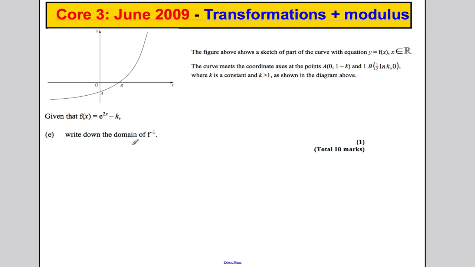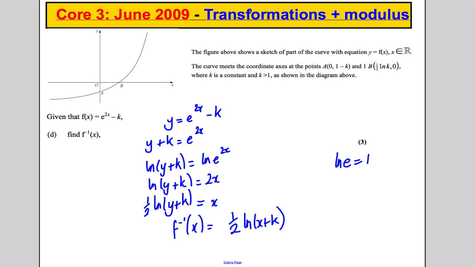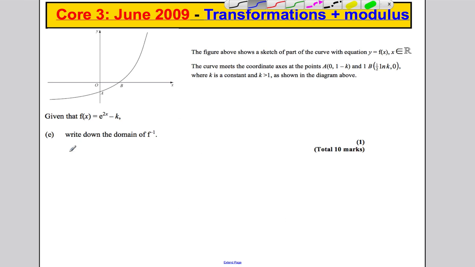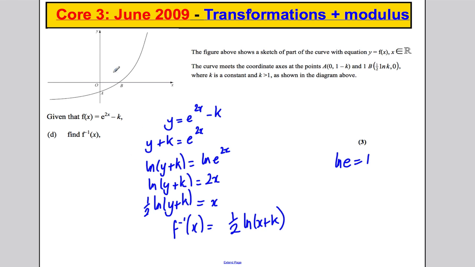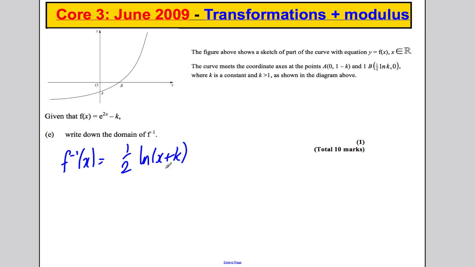Okay, next, write down the domain. Well, here's our function. F to the minus 1 of x is equal to a half ln of x plus k. The only thing is, we can never have ln of 0, or ln of a negative number. So you could never have x equal to negative k. Therefore, in the domain of this, x would always have to be strictly bigger than negative k for this to work. And we've done, and we've got our 10 marks.